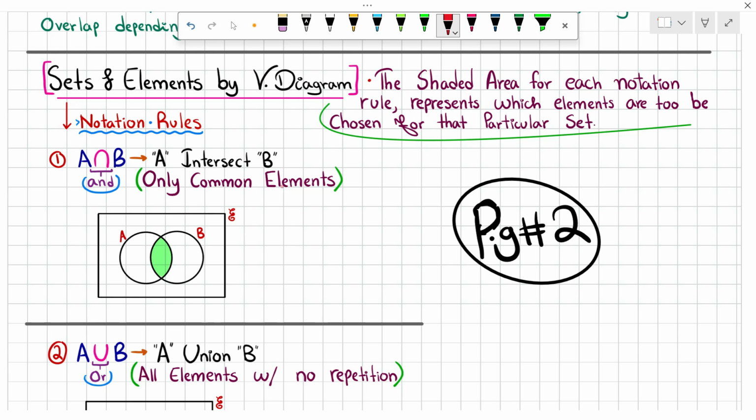The shaded areas for each notation rule represents which elements are to be chosen for that particular set. So in this notation rule, the first one, A and B. This sign stands for and. So A and B means A intersects B. This means we have only the common elements between A and B. So this is the part we're going to choose from.